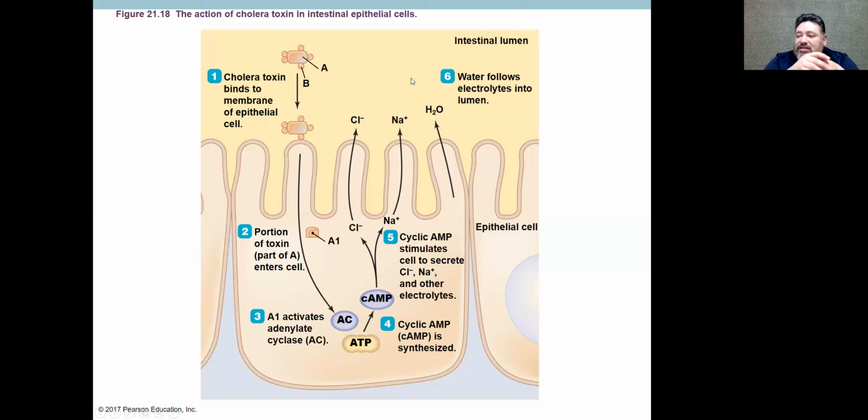Okay, so this is the problem. You're getting rid of sodium, you're getting rid of chlorine. These are essential electrolytes. You're getting rid of water. And so if you have somebody in this condition, this is an immediate medical emergency that needs to be resolved.